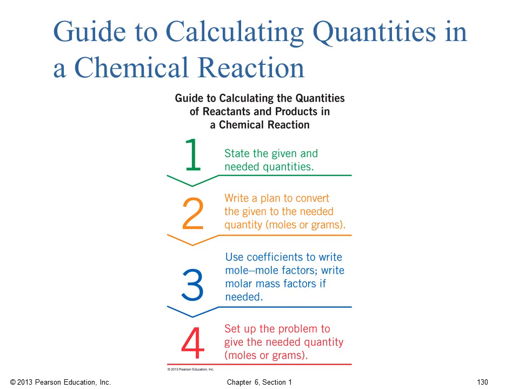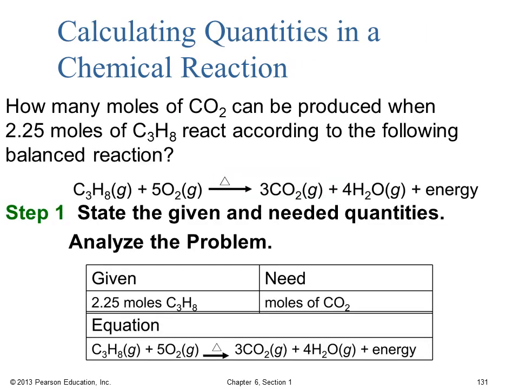So in calculating quantities of a chemical reaction, we need to use these mole ratios. First, like we have always done, we need to state what we're given and state what we need to get to. Then we need to write out a plan. What are we going to need to convert from one thing to another? How many steps are there? What are the middle steps? Then number 3 is to write out the conversion factors and molar masses that we're going to need in the equation. And then lastly, we can set it up and solve for what we're looking for.